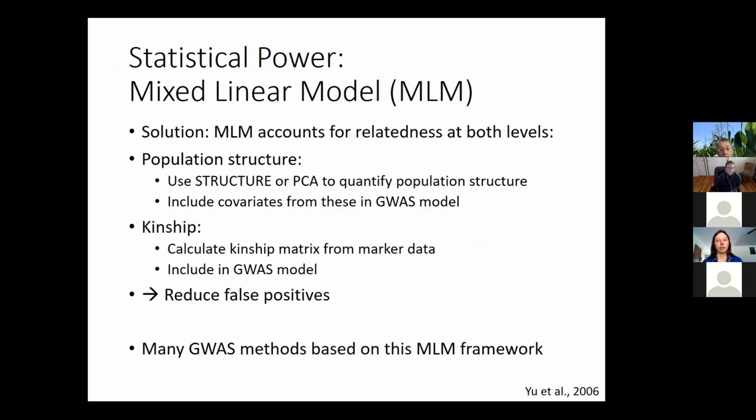The mixed linear model is a solution to this problem by accounting for relatedness at both levels. For population structure, it uses STRUCTURE or PCA to quantify the population structure and includes covariates from those in the GWAS model. And then for kinship, it calculates a kinship matrix from the marker data that is included in the GWAS model as well. Accounting for both of those levels of relatedness can reduce your false positives. And since the development of this framework, many different GWAS methods have been developed, all based on the same general approach.